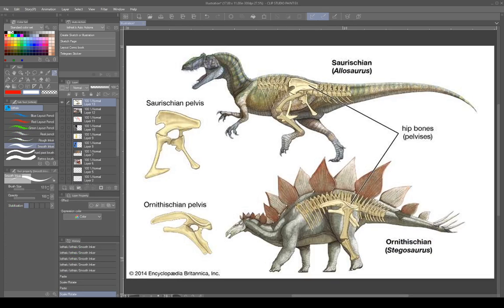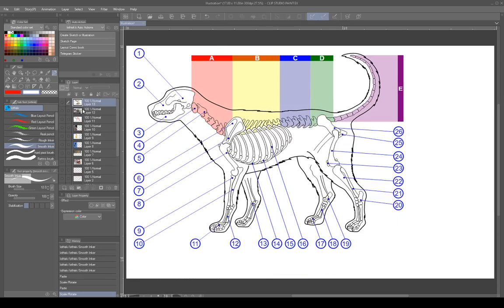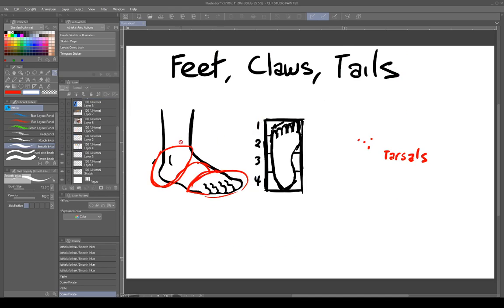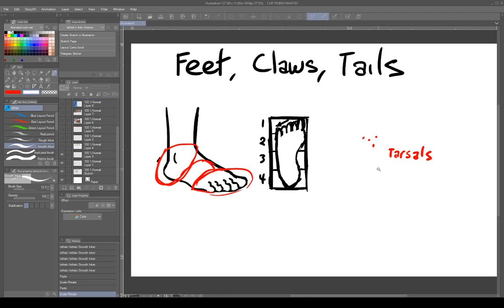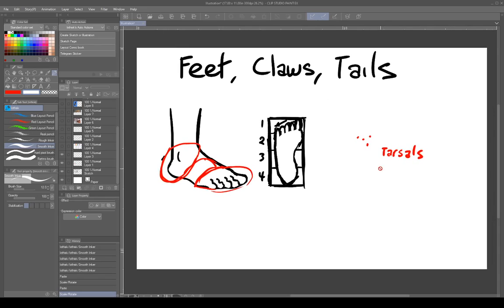All right. I've gone on for almost an hour now, but I think that pretty well covers my thinking process on this at least. So I hope we were all able to learn something useful at least. Feet, claws, and tails.